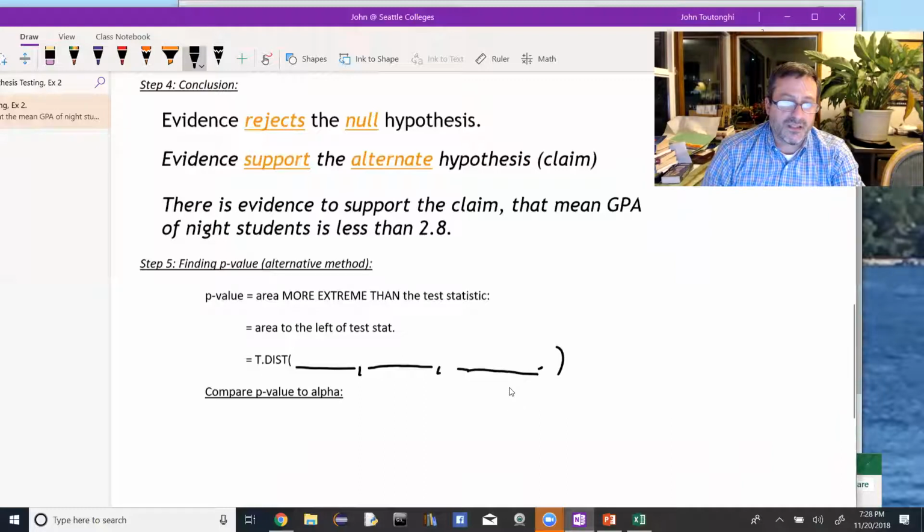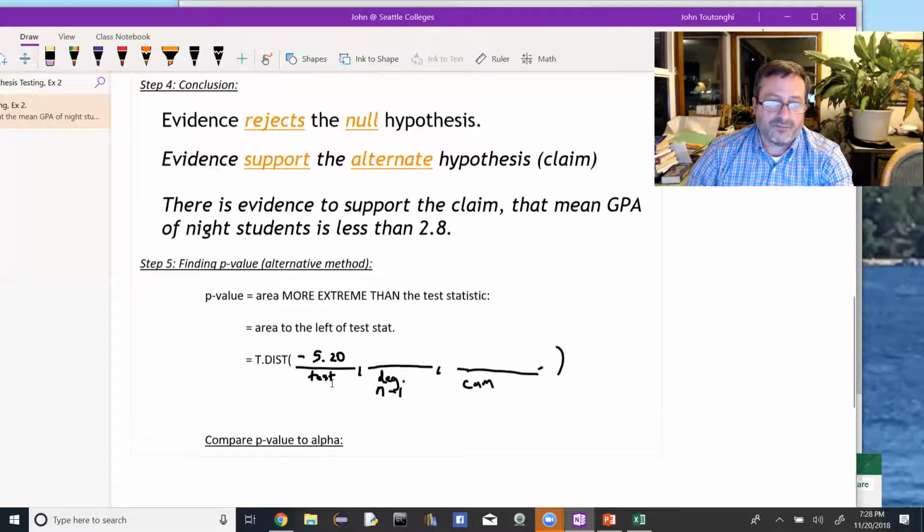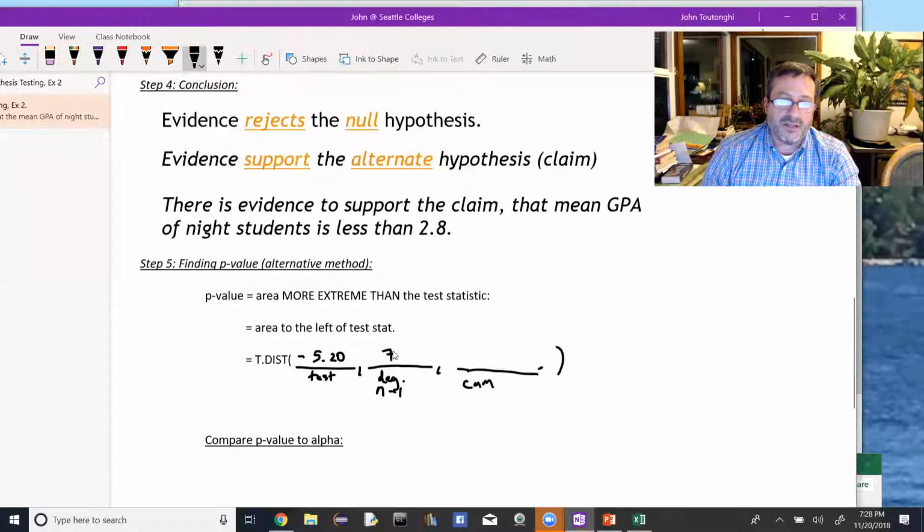It wants the test statistic for x, the degrees of freedom, and then whether or not it's cumulative. So our test statistic is negative 5.20. The degrees of freedom is n minus 1, so that's 74. And its cumulative value is true. I'm pretty sure this is going to be 0. Let's go back to Excel and plug it in.